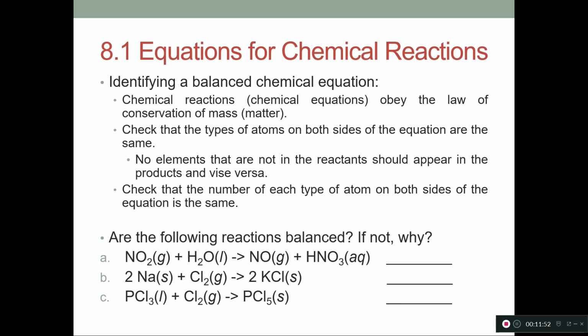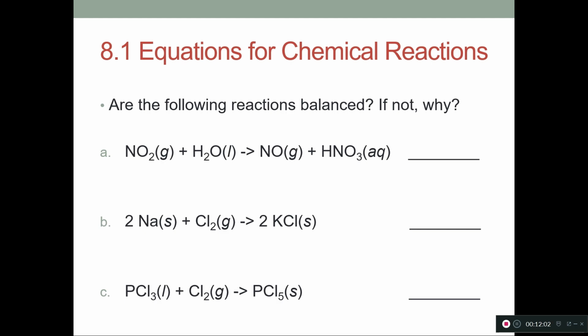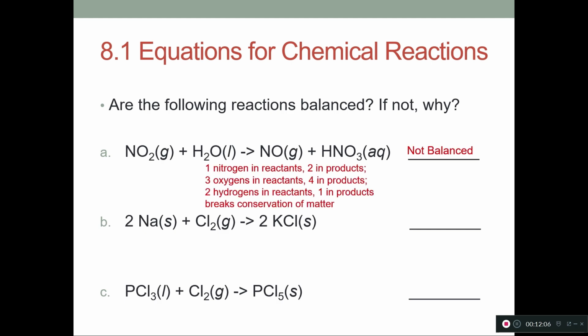So they should always be the same on both sides of our chemical reaction here. So I would encourage you to look at these equations on the bottom and try to determine whether they are balanced or not, and then determine why. This first one is not balanced. We see that it has 1 nitrogen in the reactants, 2 in the products, 3 oxygens in the reactants, 4 in the products, 2 hydrogens in the reactants, 1 in the products.